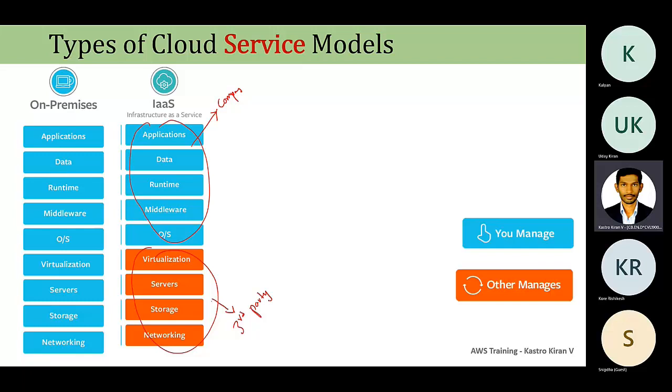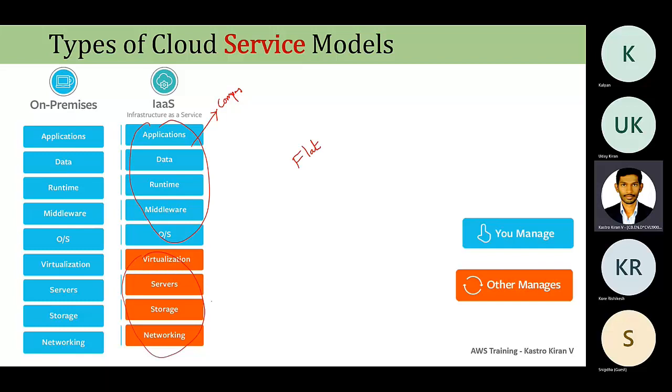Now, who are these third party persons? These third party persons are cloud service providers, something like AWS or Azure or the Google Cloud Platform. Now you can understand the factor here. The company is bearing only a minimum amount of things. The rest of the things are maintained by the cloud service provider. So the best example for this is a flat. If you want to talk about infrastructure as a service, you can take a flat as the best example.